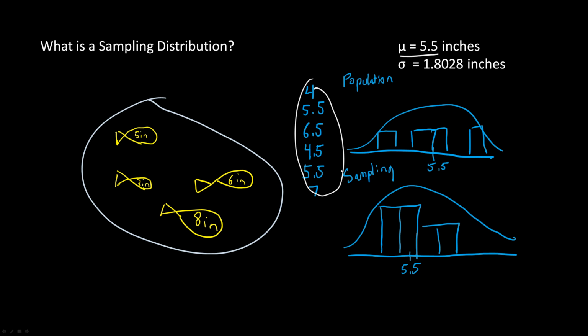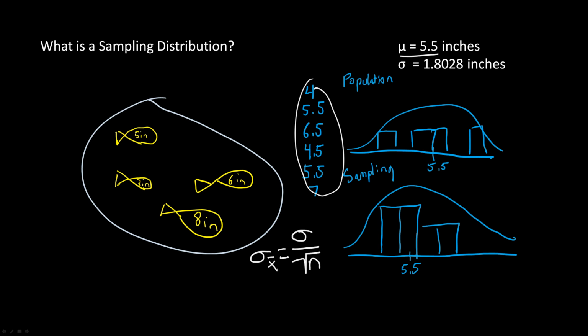The second rule is that the standard deviation of the sampling distribution can be denoted by the standard deviation of the population over the square root of the sample size. So in essence, the standard deviation of the sampling distribution is equal to the standard deviation of the population over the square root of the sample size.